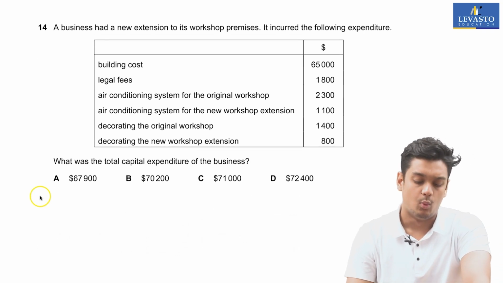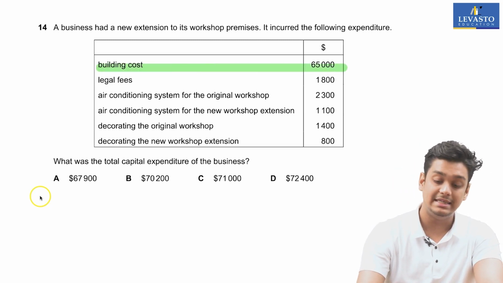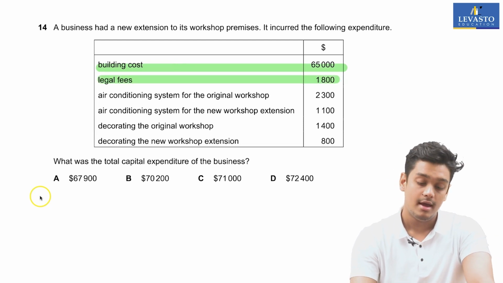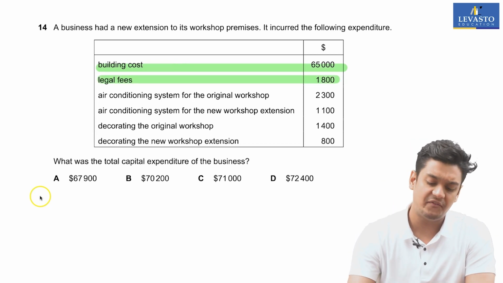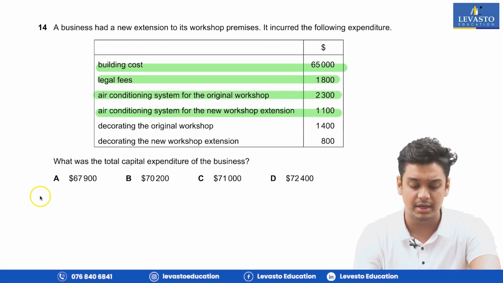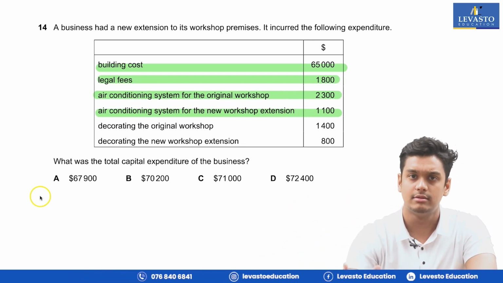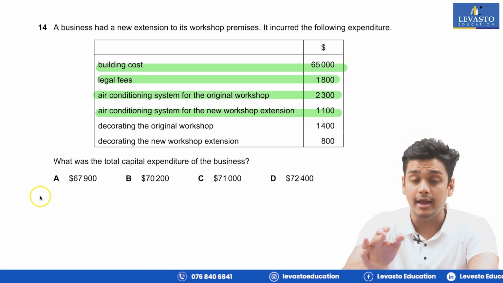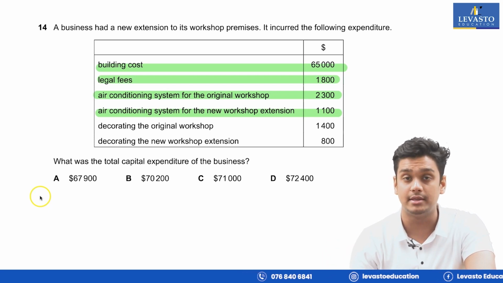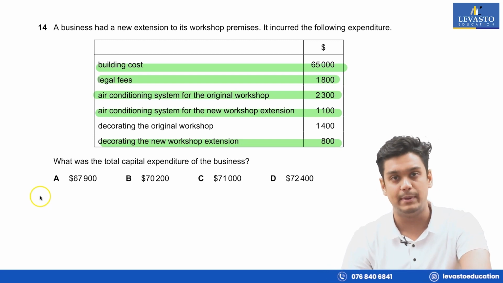14th one. What is the total capital expenditure of the business? Building cost, yes, that's a capital expenditure. Legal fees, yes. Air conditioning system for the original workshop, guys. If you are buying an air conditioning system, obviously that's a capital expenditure, for a new workshop or old workshop or whatever, you're just buying a new thing, right? It's a capital expenditure. But if you're decorating your original workshop, that is just something that you're doing again and again. It's a recurring expense. But if you're decorating your new workshop for the first time, that's a capital expenditure.